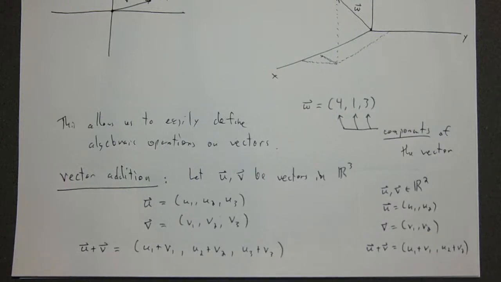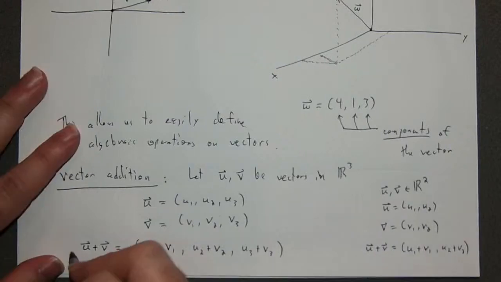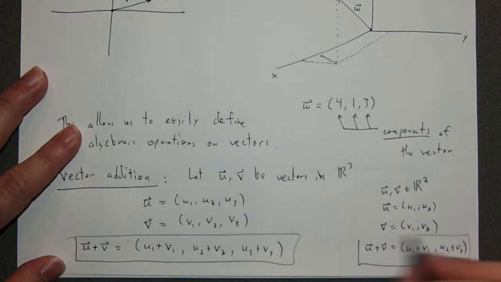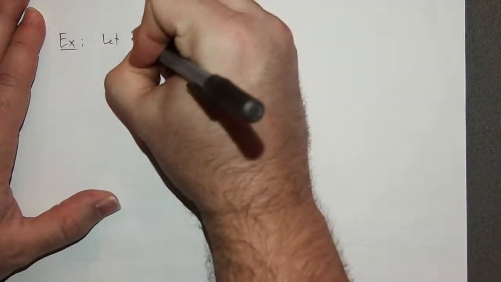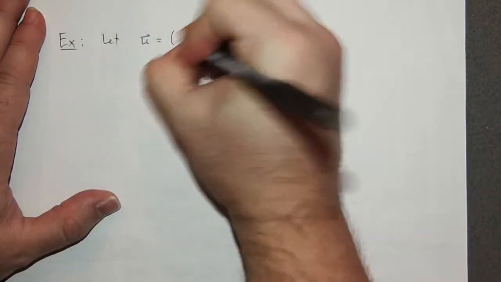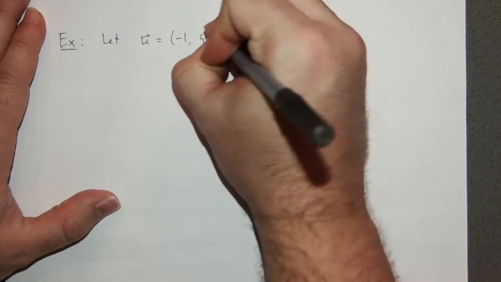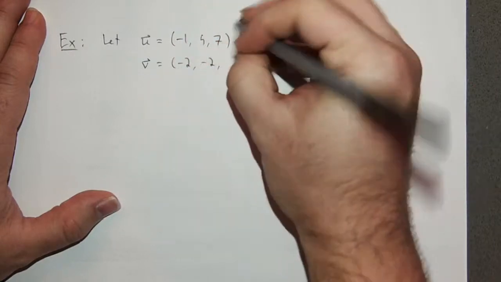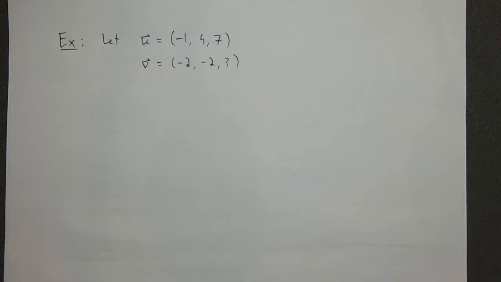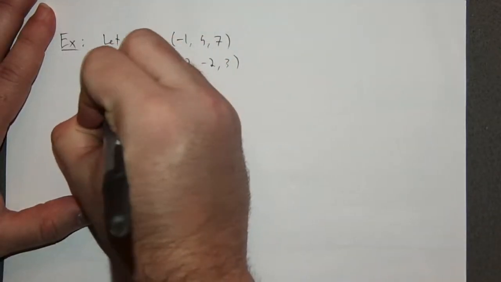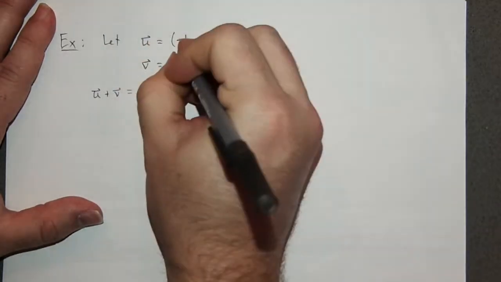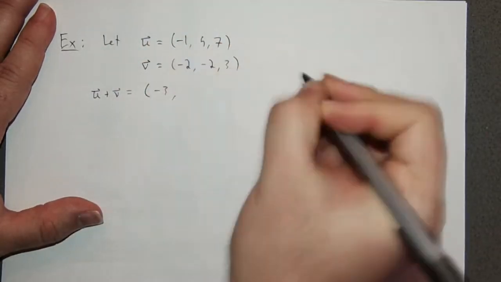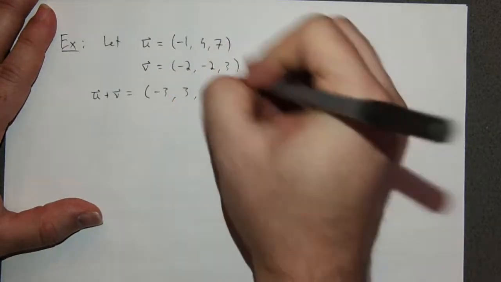Okay, so here's what vector addition looks like. Vector addition is nice. Let's do a quick example. Let U be the vector -1, 5, 7, and let V be the vector -2, -2, 3. Then U plus V is -1 plus -2, that's -3; 5 plus -2 is 3; and 7 plus 3 is 10.